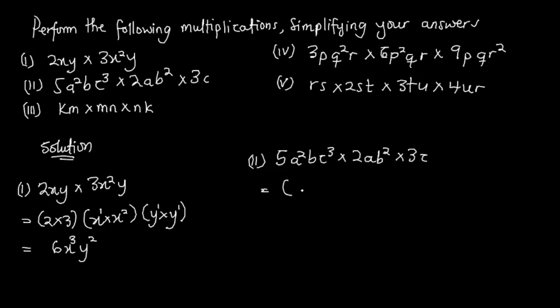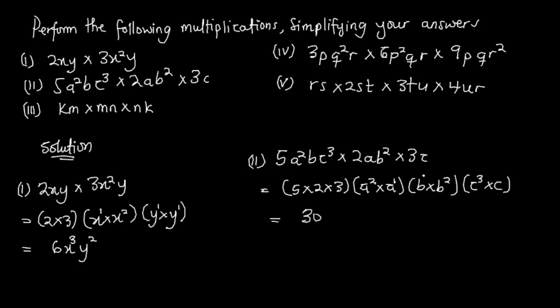So as usual, I'm going to group my numbers together. So 5 multiplied by 2 multiplied by 3, then a squared multiplied by a, then b multiplied by b squared, then c cubed multiplied by c. Alright, so 5 multiplied by 2, that will give me 10. 10 multiplied by 3, that will give me 30. So I have 30. This has a power of 1, this also 1, this also 1. So I have a, b, and c.